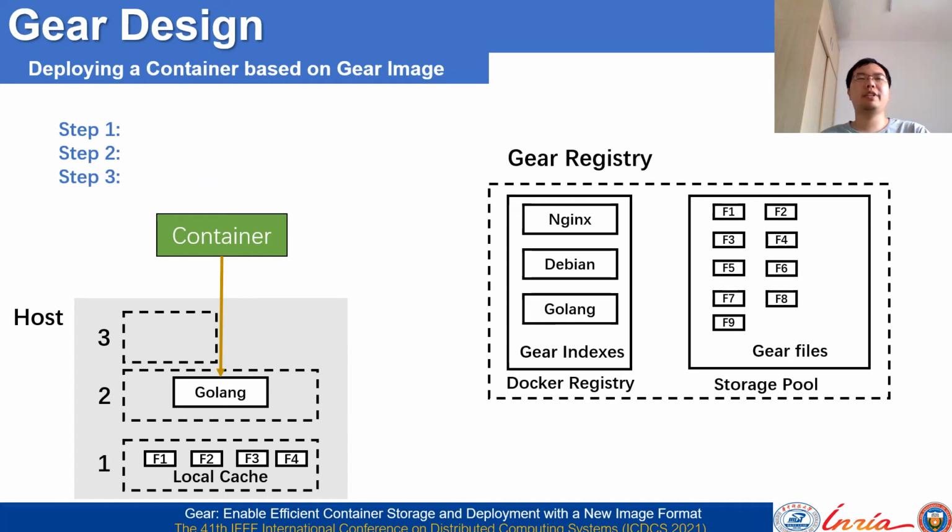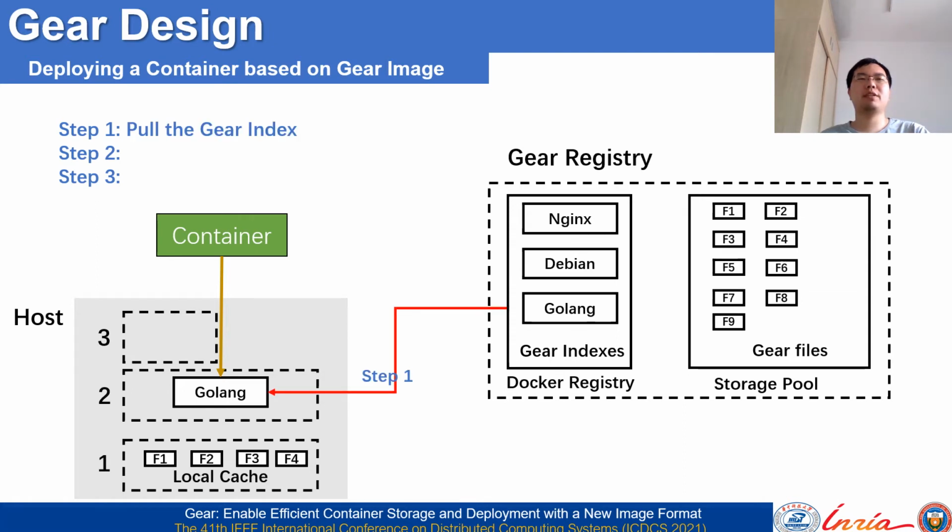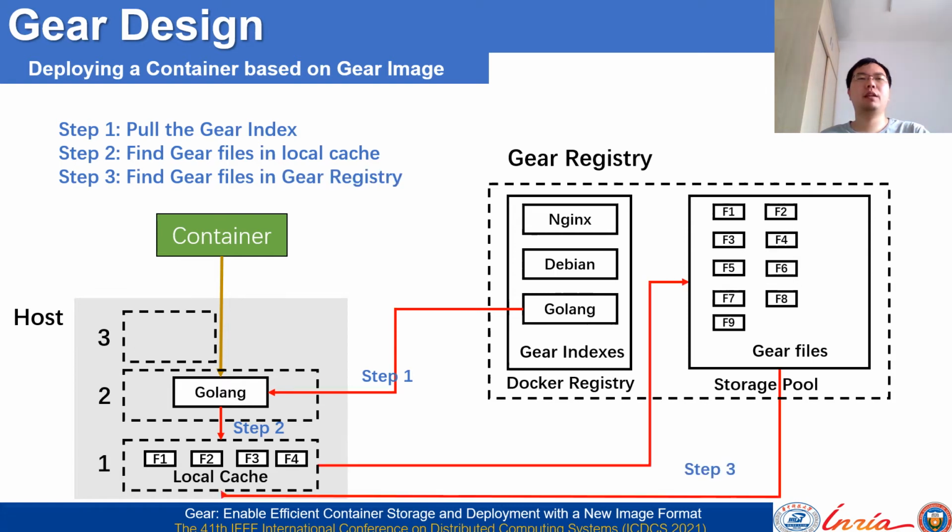It takes 3 steps to deploy a container based on GEAR image. First, GEAR pulls the GEAR index from the GEAR registry. Second, GEAR finds GEAR files in the local cache based on fingerprints in the GEAR index. Third, if the GEAR files are not in the local cache, GEAR turns to the storage pool in the GEAR registry to get them.